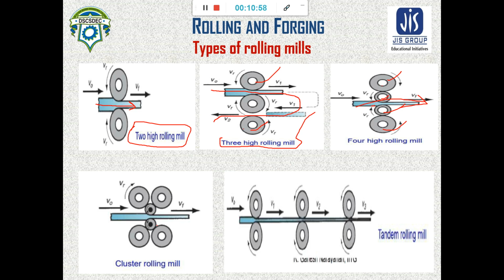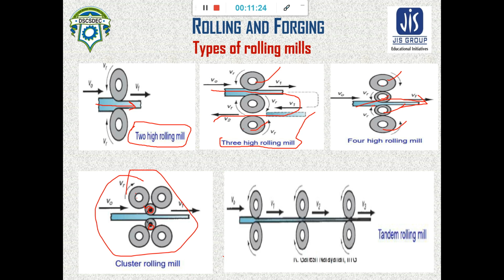A similar type of rolling mill can be seen in the case of the cluster mill, where the idler rolls are supported by more than one rotating roll. This type of setup is known as cluster rolls. More reduction is possible using cluster rolls.